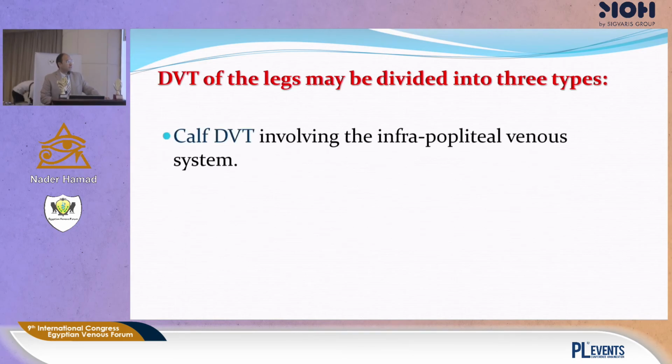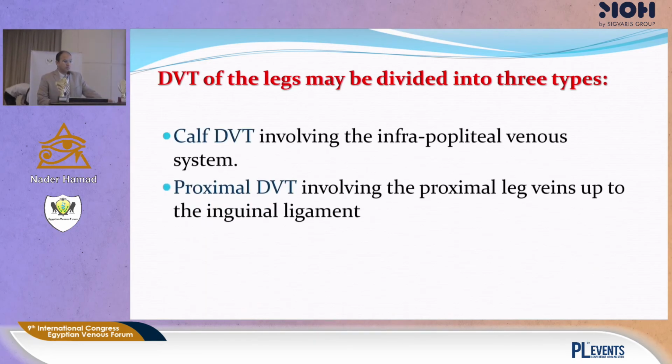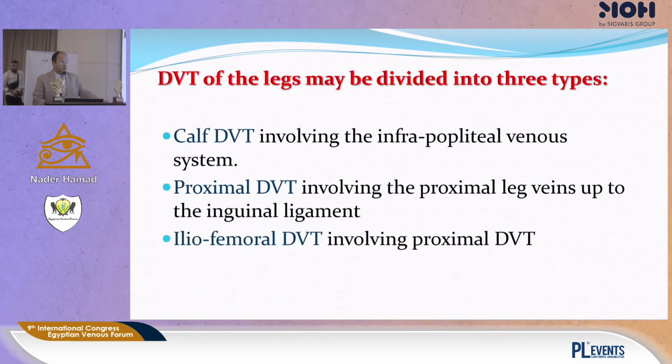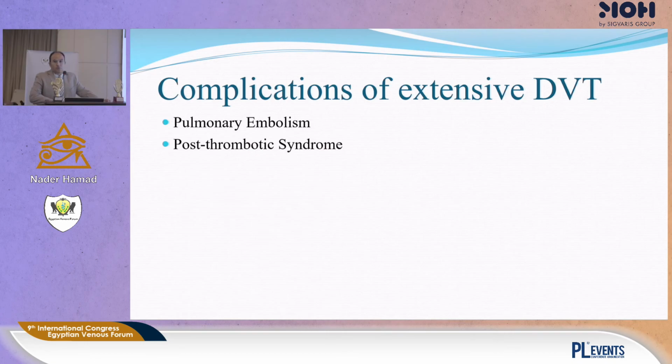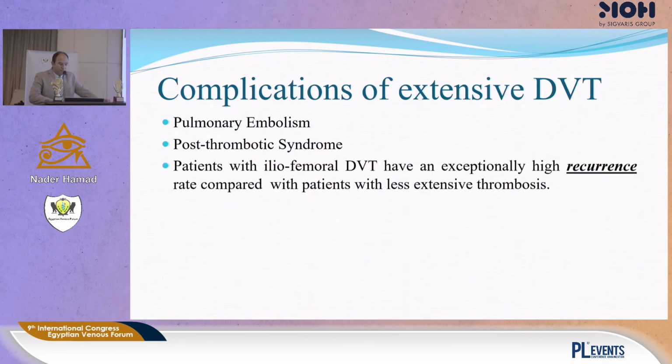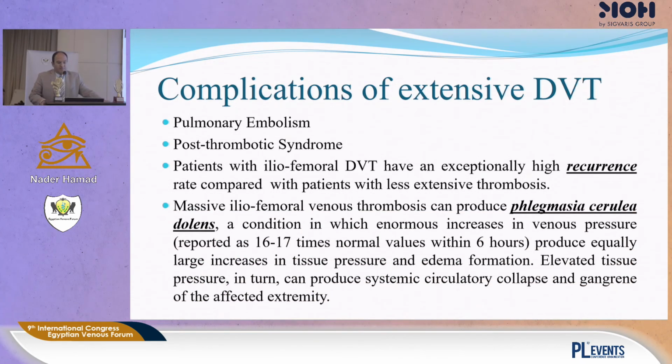DVT of the legs may be divided into the distal calf DVT, the proximal DVT, which involves the veins below the inguinal ligament, and the iliofemoral DVT. As we know, the complications of extensive DVT include pulmonary embolism, post-thrombotic syndrome, and patients with iliofemoral DVT have an exceptionally high recurrence rate in comparison to more distal DVT. Massive iliofemoral DVT can produce phlegmasia cerulea dolens, which increases the risk of venous gangrene.